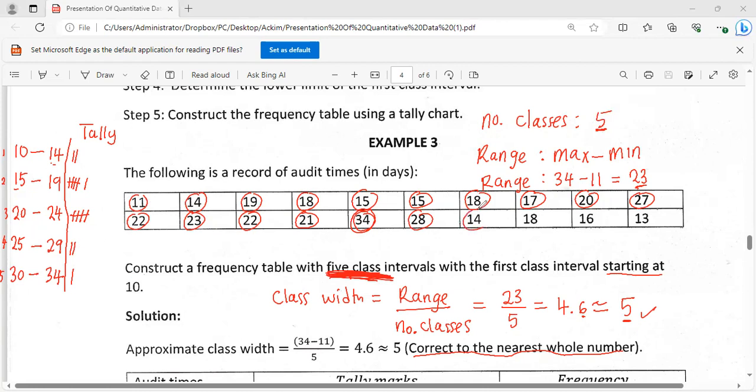Then we have 14 in that first group. Then we have 18 in that group. Then we have 16 in that group. Then finally 13 in the first group. So this is how it will turn out to be.